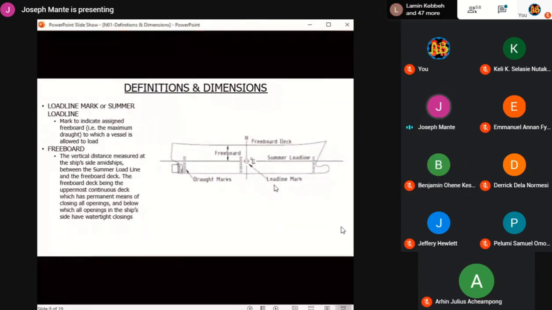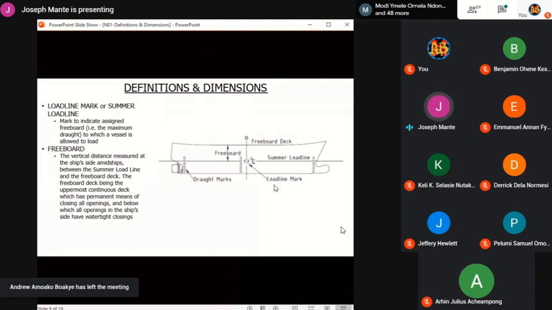So we are saying that it is a mark to indicate assigned freeboard. At every point in time, there's some freeboard you have to observe so that you do not overload. I don't think someone will buy a ship and say that he will not load it to its maximum, or that he will be at a loss. He will never do that. He will overload it, and when you overload, no port will allow you to enter. As you go on, you'll get to know how to calculate all that. Then we go to the freeboard.